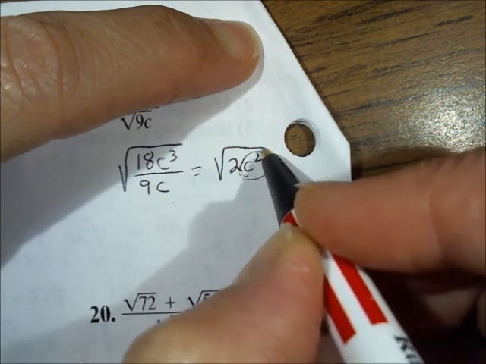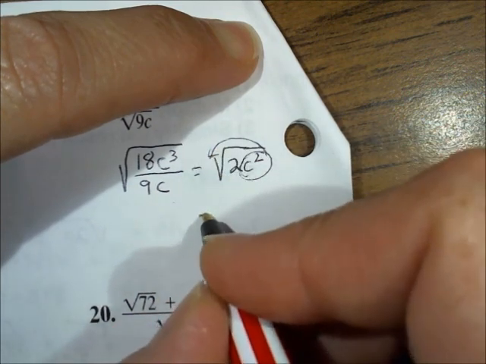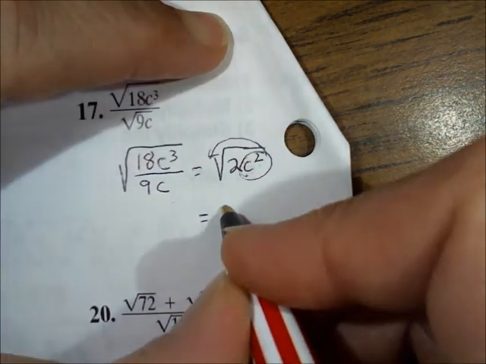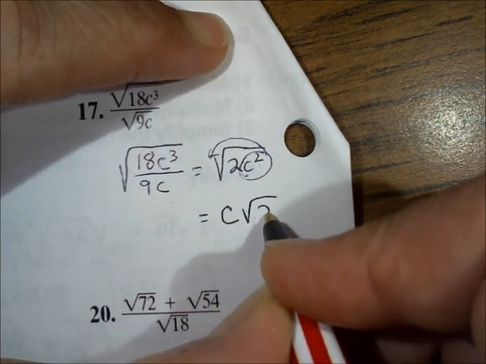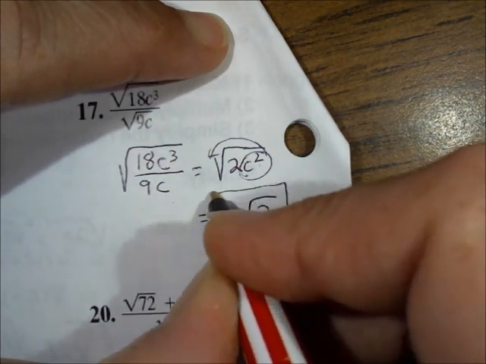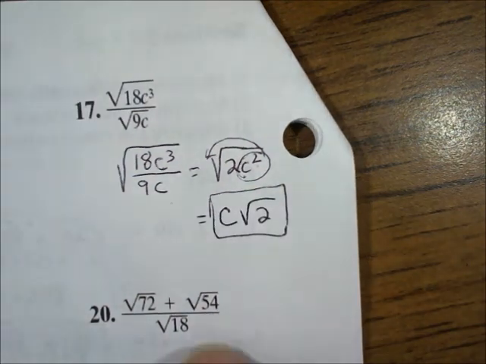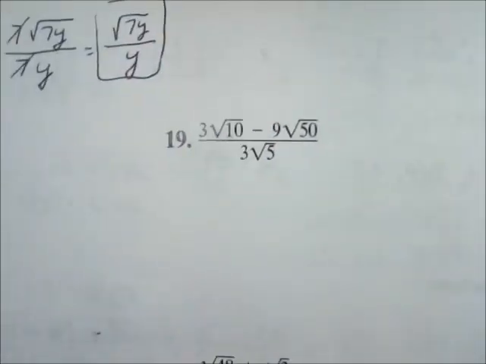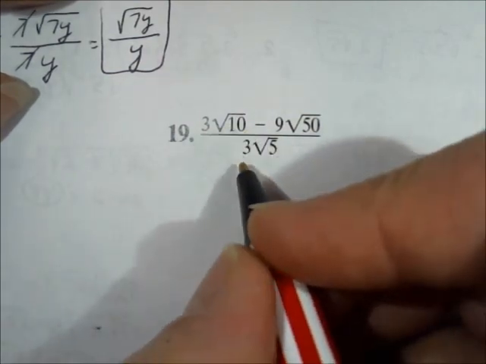So I'm going to circle that, and I'm going to move that outside the radical. The square root of c squared is c, and the square root of 2 stays underneath. So that would be that way. You could do it a number of different ways. I think that's the fastest though. On number 19, like I said, I'm doing the odd problems.